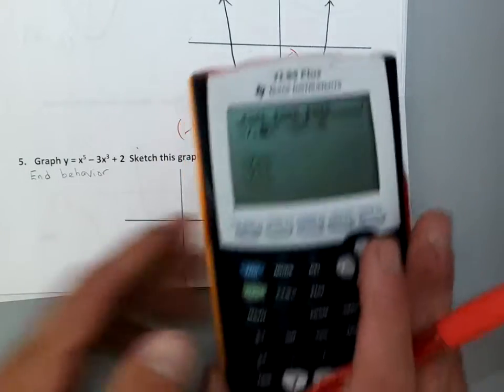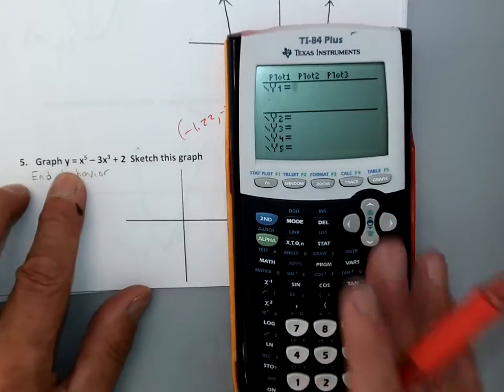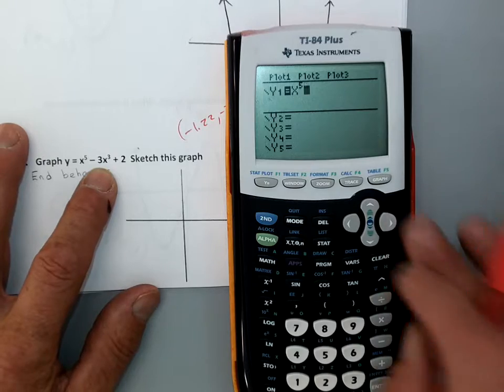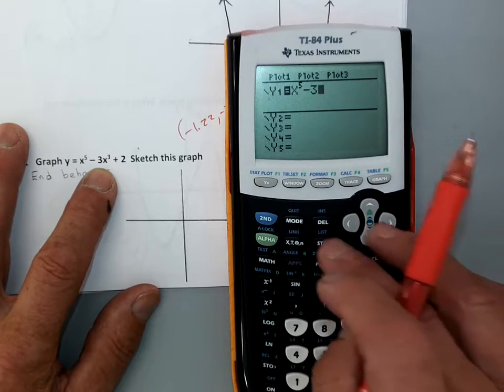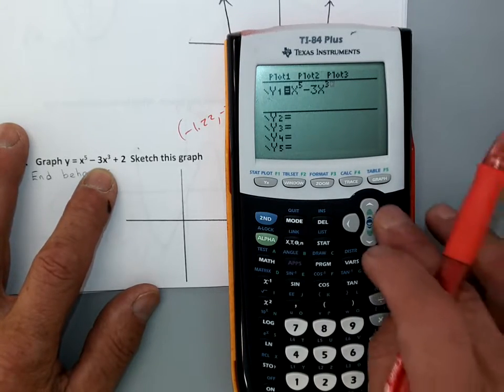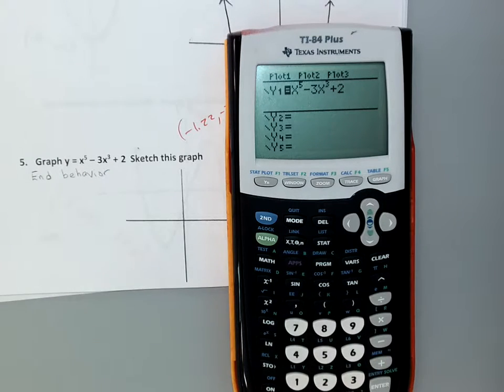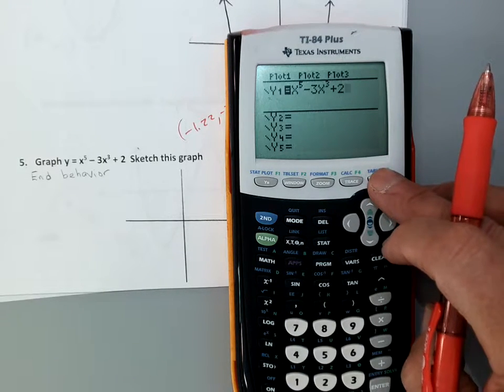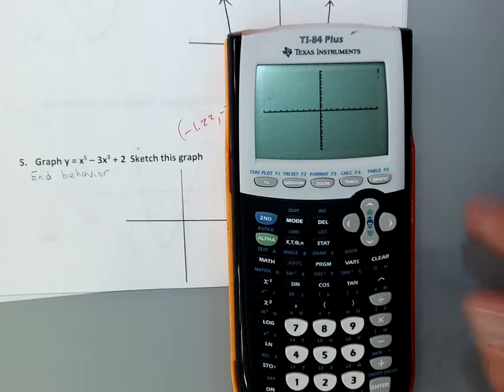Okay, let's go y equals first, right? Clear that out. Let's do an x to the 5th, subtract 3x to the 3rd, plus 2, right? Let's type that in. Nikolai, how am I doing? I'm going to push graph, right? Okay. This one's pretty weird.